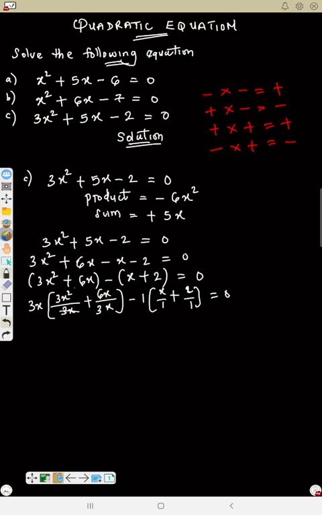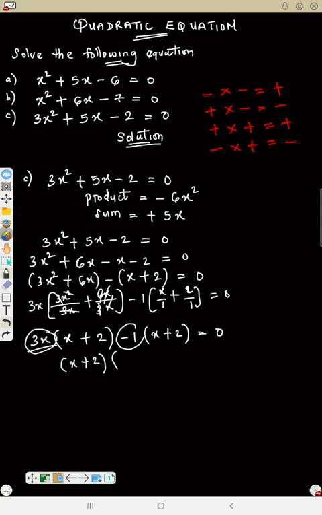Now 3 will go, s will go. So we have 3s, brackets remain s plus 2, because s will cancel, 3 here 1, 3 here 2. Then minus 1, s plus 2 equals 0. Now you notice s plus 2 look alike, so take 1. Now take the outside one, 3s minus 1. So that will be 3s minus 1 equals 0.